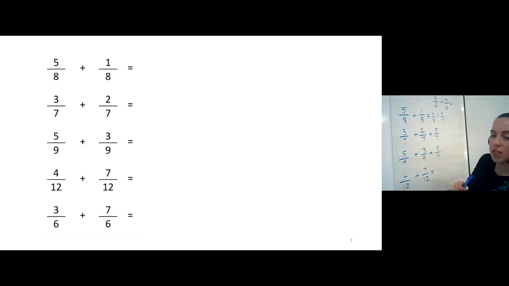4 over 12 plus 7 over 12. What did we get? Yeah, well done everyone. 11 over 12. Can we simplify that at all?